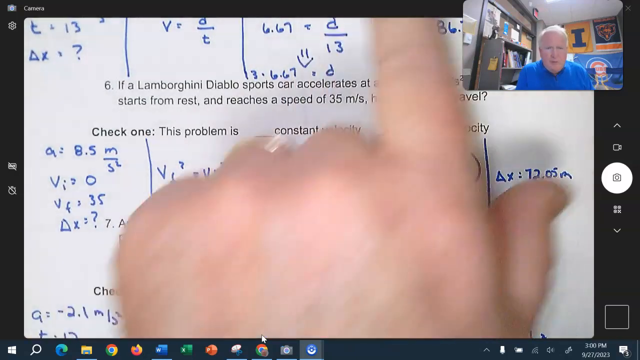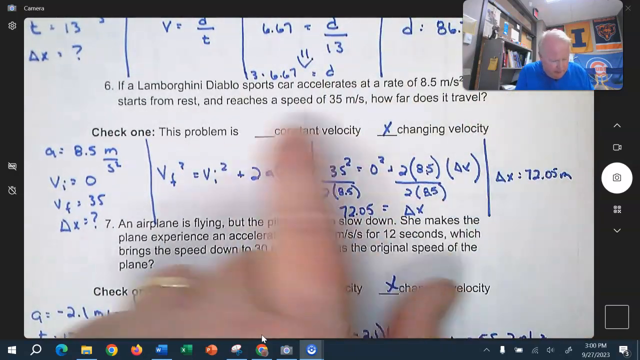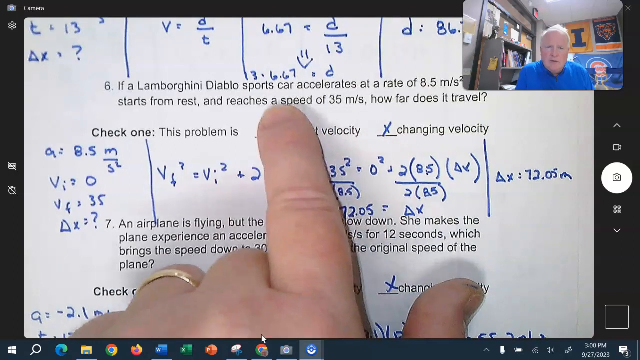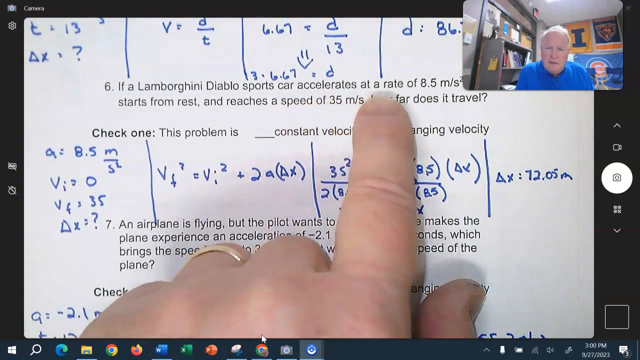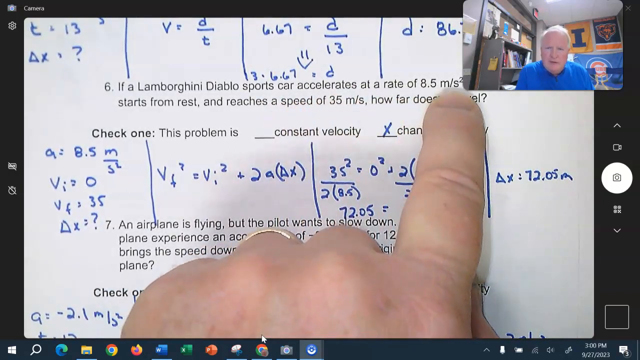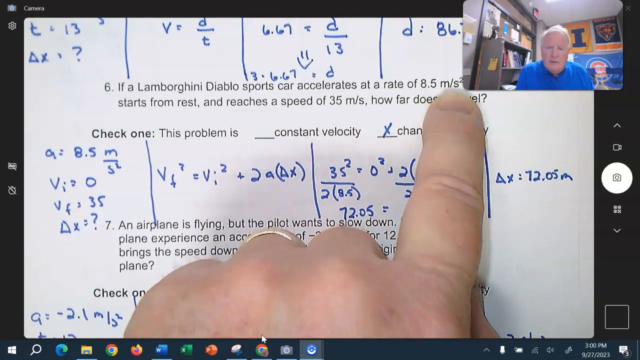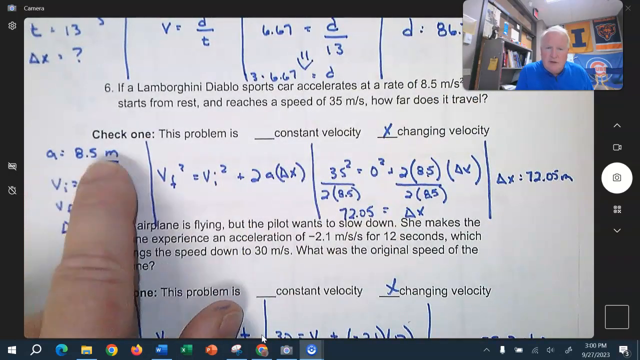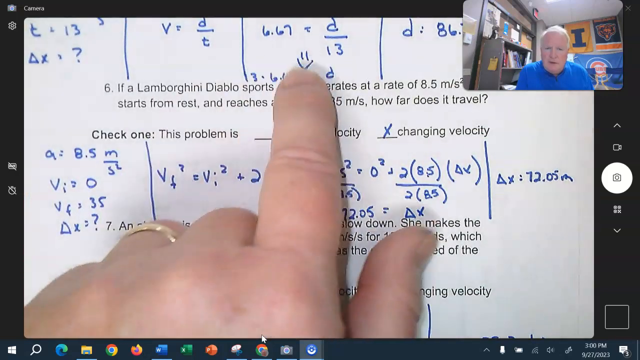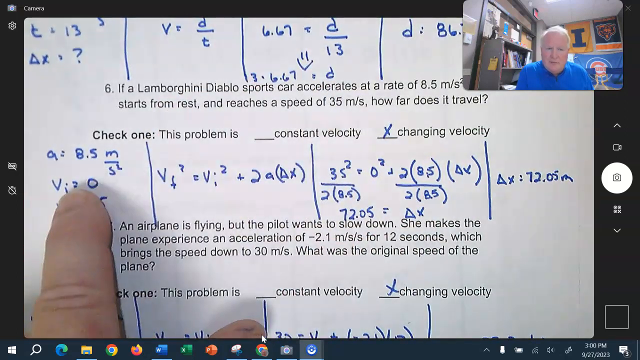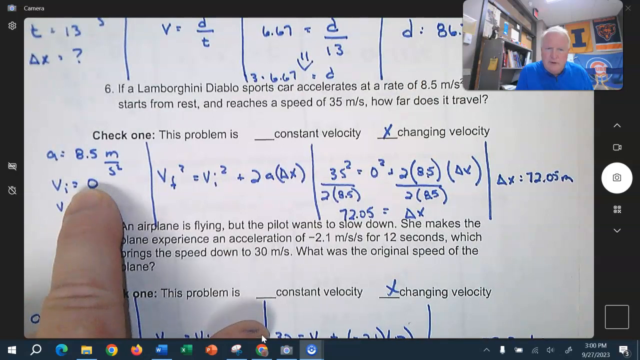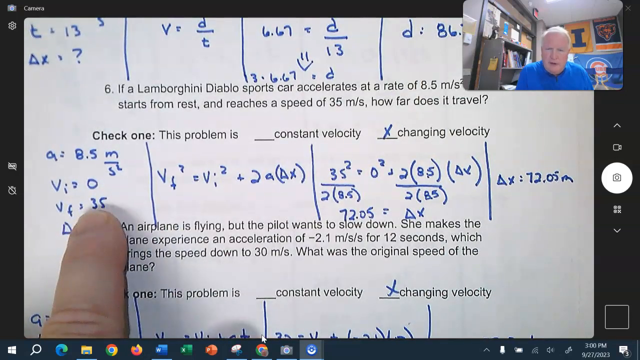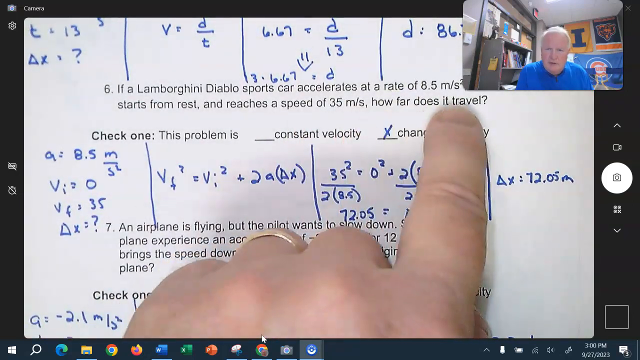All right, so this is one with the Lamborghini, and it talks about the car accelerating at a rate of 8.5 meters per second squared. Right there, when we see meters per second squared, we know acceleration, because nothing else has that unit. It says it starts from rest. Rest means velocity of 0, and it reaches a speed of 35. And then it asks how far does it travel?